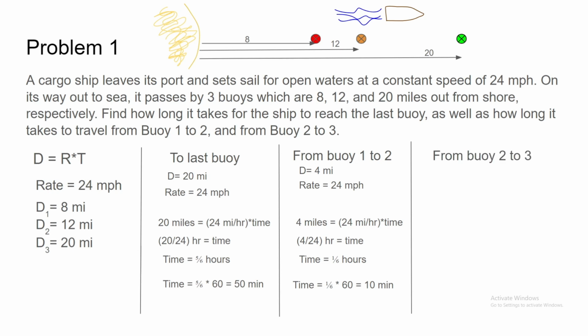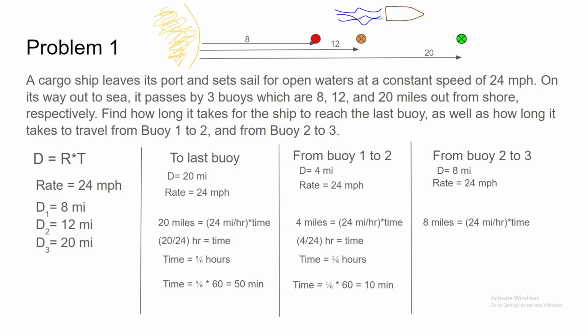And then same process from buoy 2 to 3. This time we're going to subtract 12 from 20 to get a distance of 8 miles. 8 miles in between buoy 2 and 3. Our rate is still 24 miles an hour. We'll go ahead and plug those in.